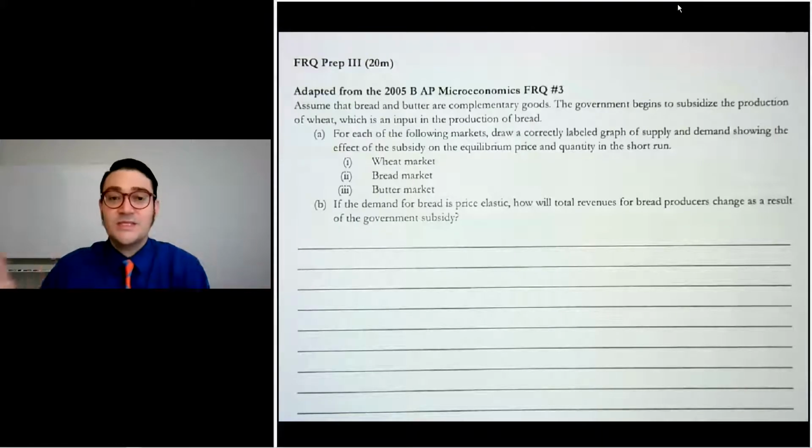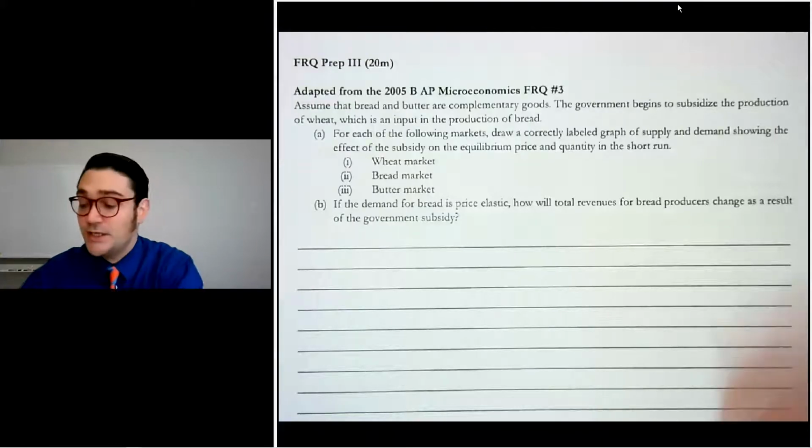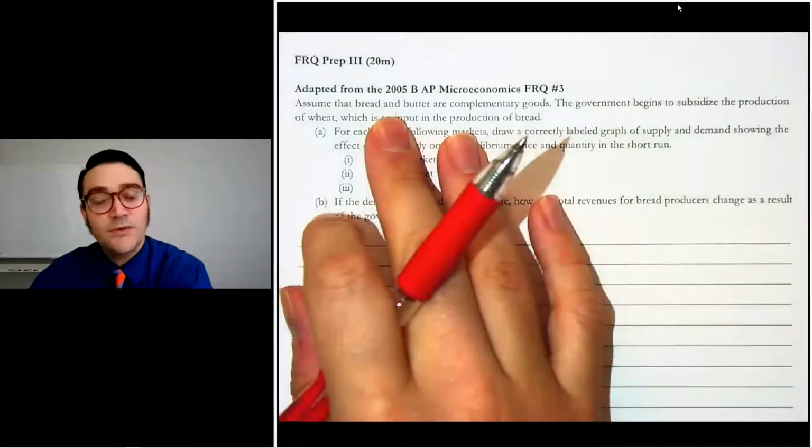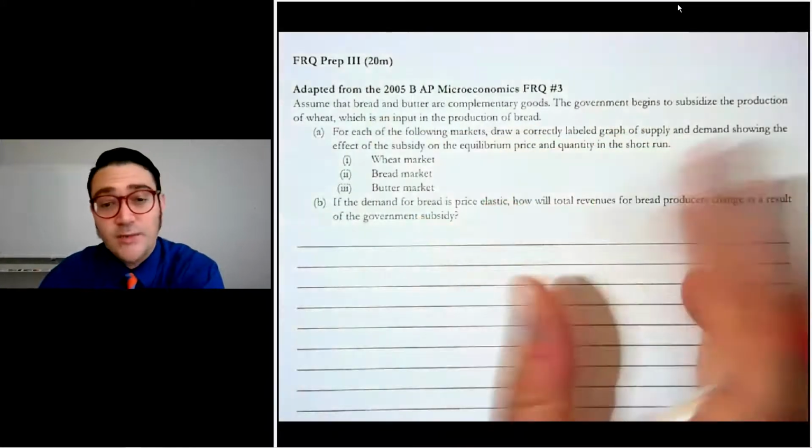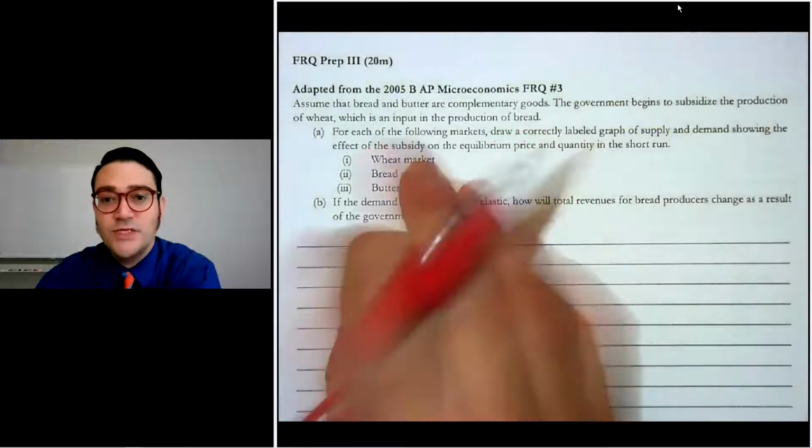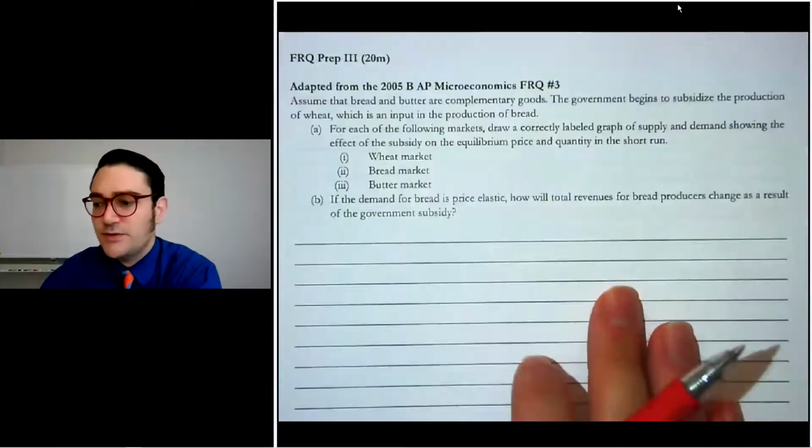Hi, everybody. So this is the third free response prep question in Unit 2. This comes from a microeconomics exam from a long time ago, and there's a little bit more to this question, but we're going to use it here to practice with.